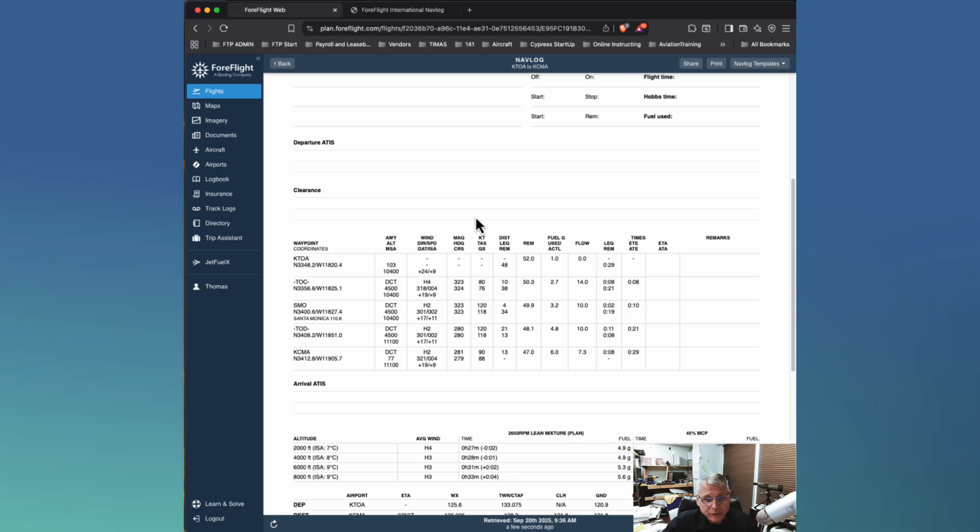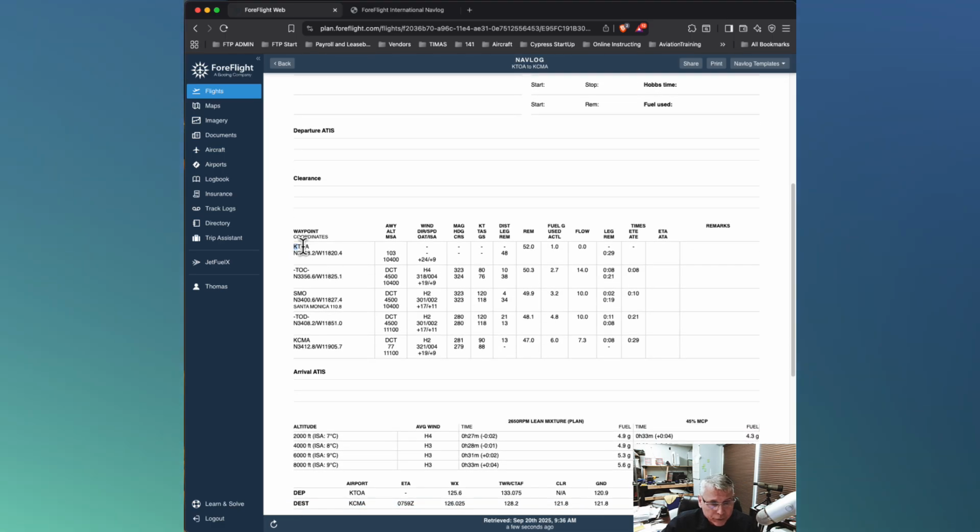If we needed a clearance, we'll have that. And our focus is going to be on this right here. This is what we want to emphasize and make sure that everyone is understanding. So we're departing Torrance, going through Santa Monica, and going to end up at Camarillo.